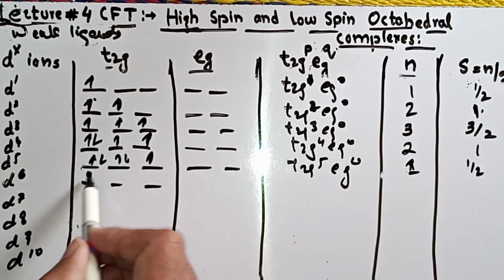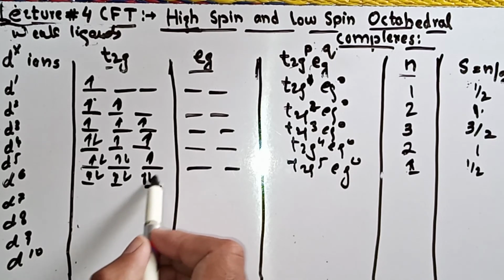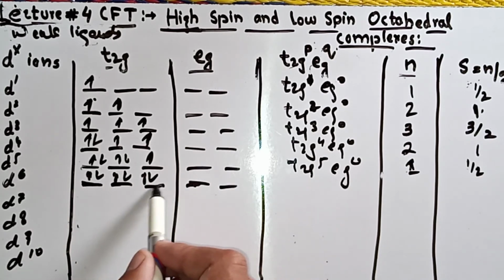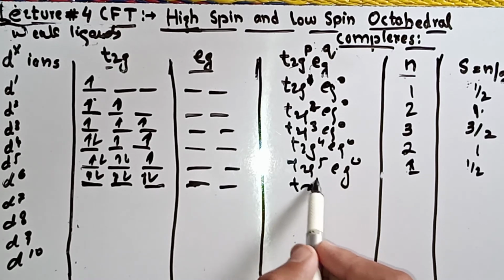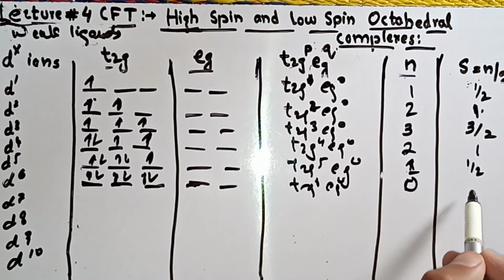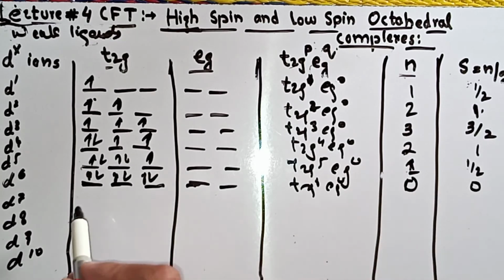Here it is also similar. You should concentrate. T2G 6, Eg 0, not 1, 0. So here the resultant spin will be 0.